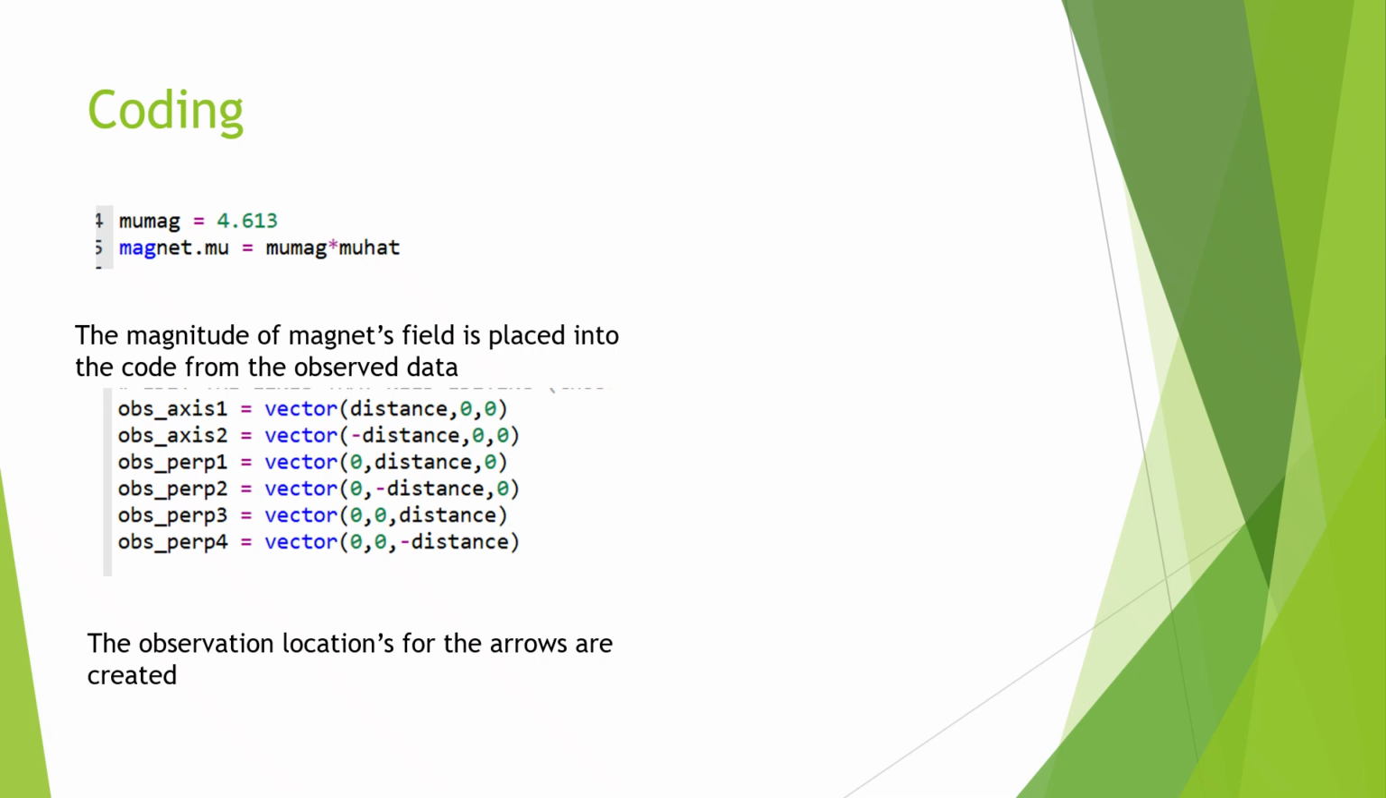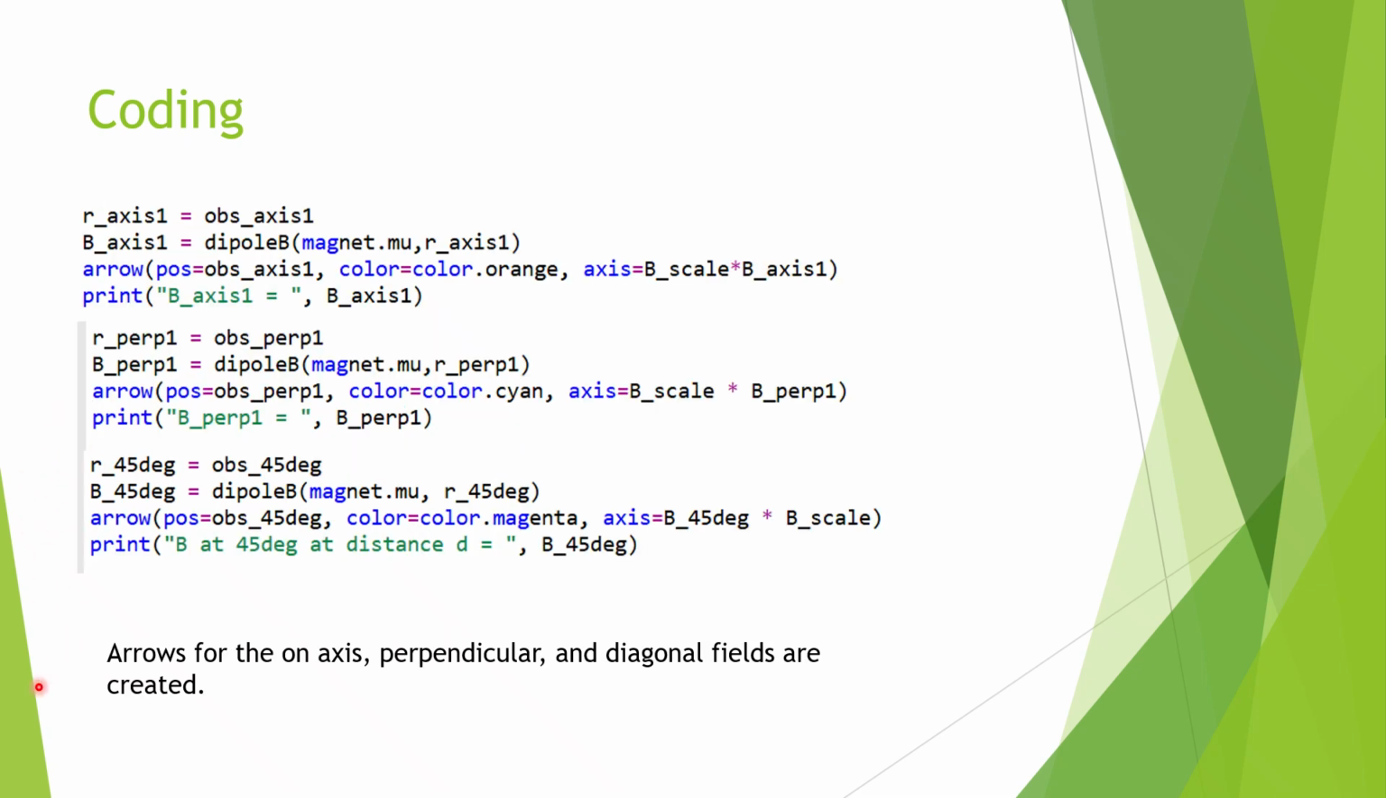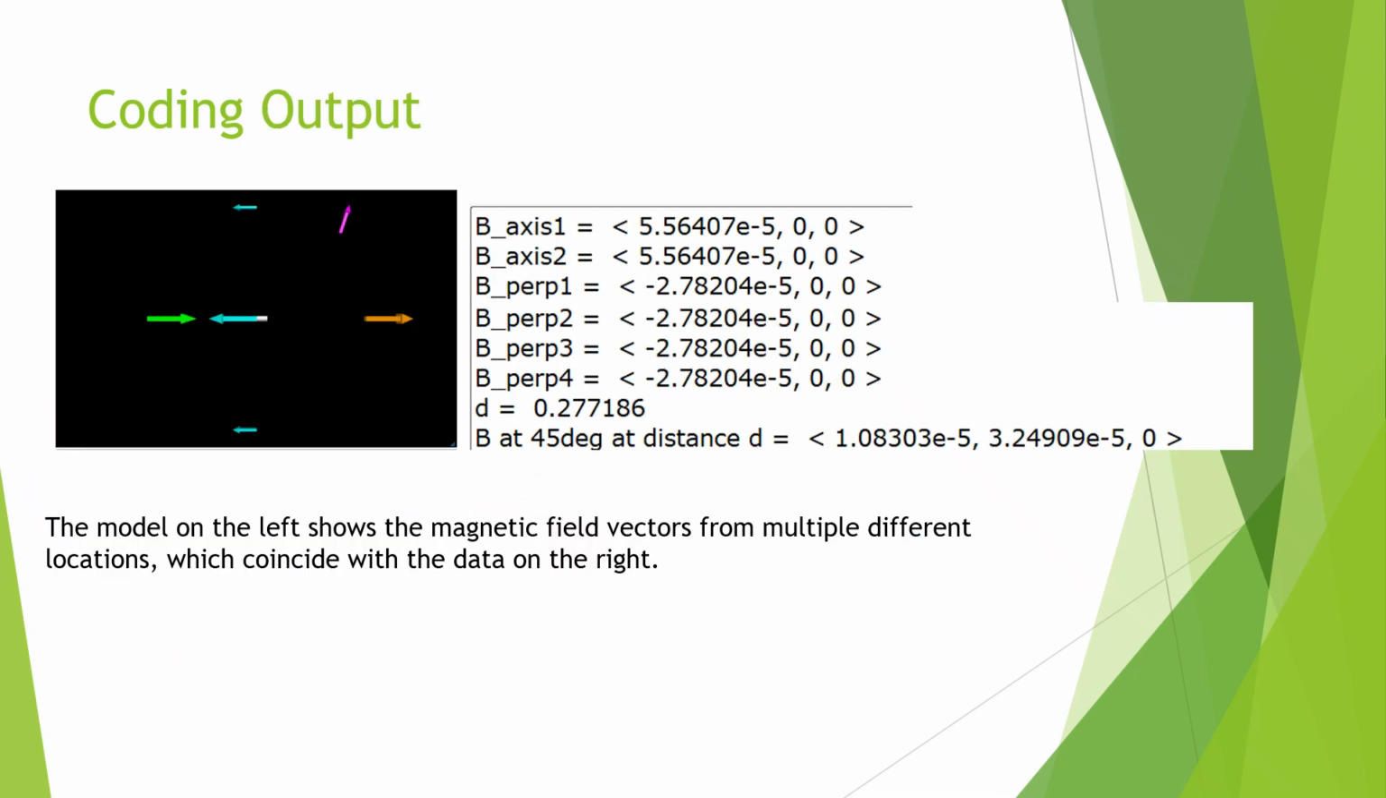For the coding in this lab, the magnitude of magnetic force was put in, and then these were the observation locations created, and those observation locations were used for these arrows, and this is an arrow for the on-axis, the perpendicular, and the diagonal fields. And that code outputs this model, which shows the bar magnet in the middle, and then some of the different fields around and their magnitudes. And that is the same as these vectors here.